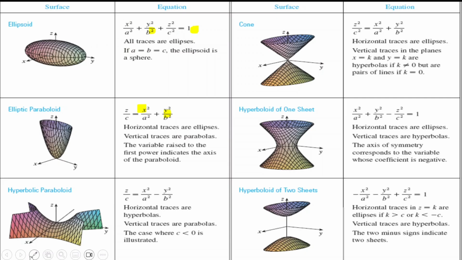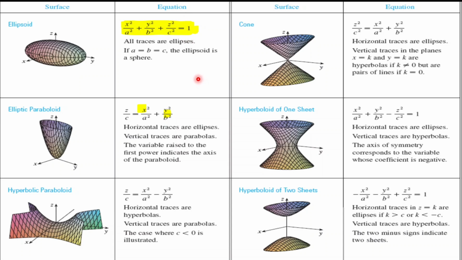Now see the general form of the equation, which I need you to consider. What do we have here? We have all of the terms squared, all of them positive, and we have a constant term here. So this is a good way to recognize the equation of an ellipsoid: all squares, all positive, and a constant term.